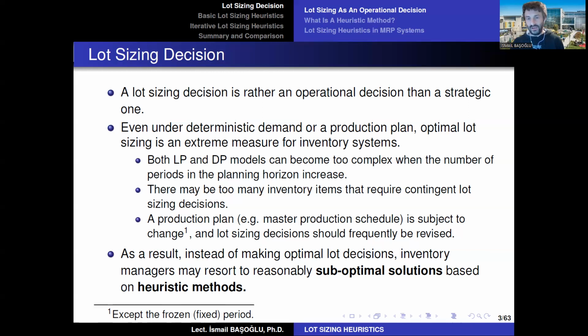However, except the frozen period, the other plans may change, and this change can also force you to revise your lot sizing decisions. So why should we solve the lot sizing problem optimally by consuming so much time with a complex optimization approach? We say that instead of developing optimal solutions to the lot sizing problem, inventory managers usually use suboptimal solutions based on heuristic methods, and these are classified as lot sizing heuristics.